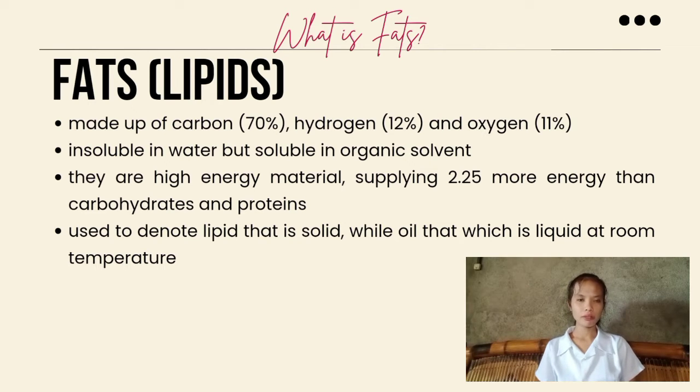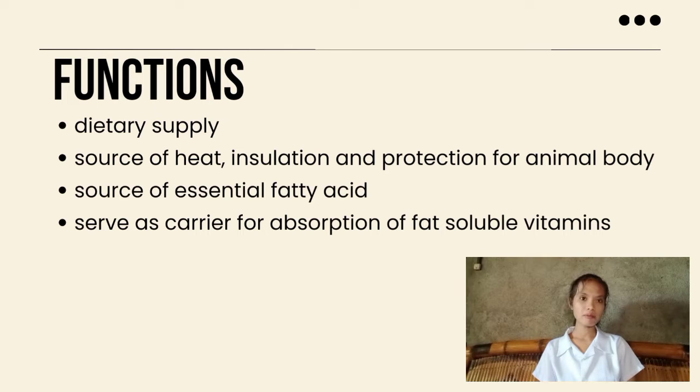High energy materials supplying 2.25 times more energy than carbohydrates and proteins. Fats are the slowest source of energy, but the most energy efficient form of food. The term fat is used to denote lipid that is solid, while oil is that which is liquid at room temperature. In animal nutrition, there are four functions of fats.